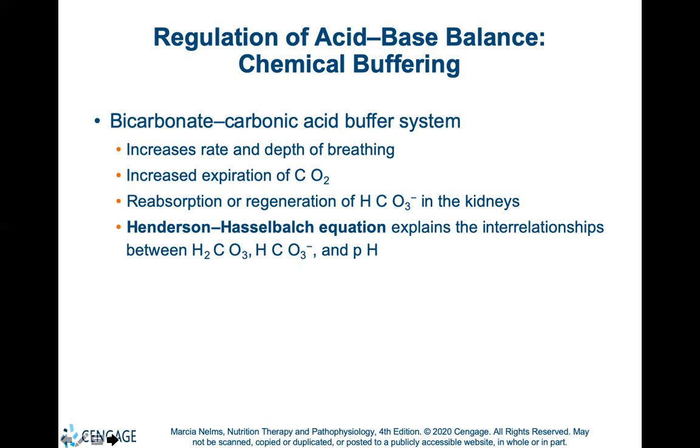The Henderson-Hasselbalch equation has been used to explain the interrelationship between carbonic acid, bicarbonate, and pH. In humans, the pH, or ratio of acid to base, is 1 part carbonic acid to 20 parts bicarbonate. In order for pH to remain within the normal range, this ratio has to be maintained. If one part of the equation changes without the other and the ratio is not maintained, pH will move out of the normal range.